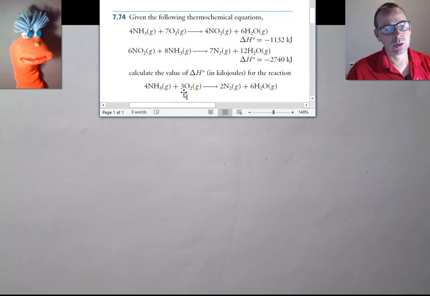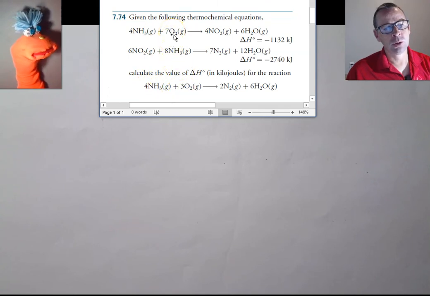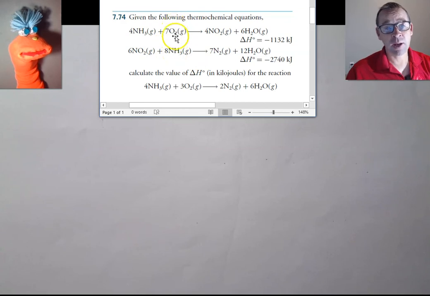Let me look. You get the 4 NH3s if you add the first one on there, and you get no, this gives you too much oxygen there. And there's no oxygen on the right to get rid of some of that oxygen in the other equation. Oh wait, the second equation has some NH3, some ammonia in it. So it looks like we're going to have to add these two together, and the sum of this and this is going to give this, right?